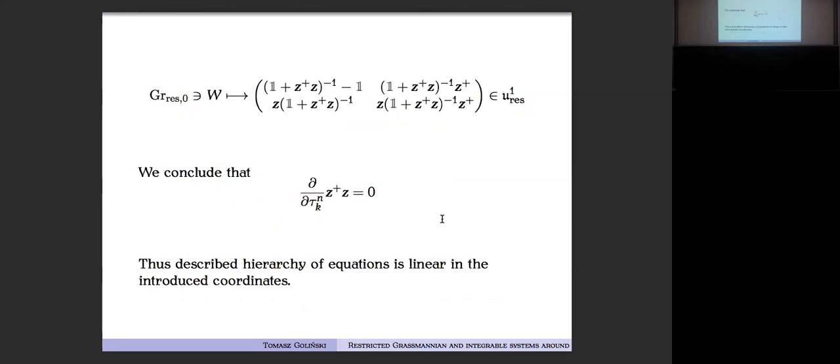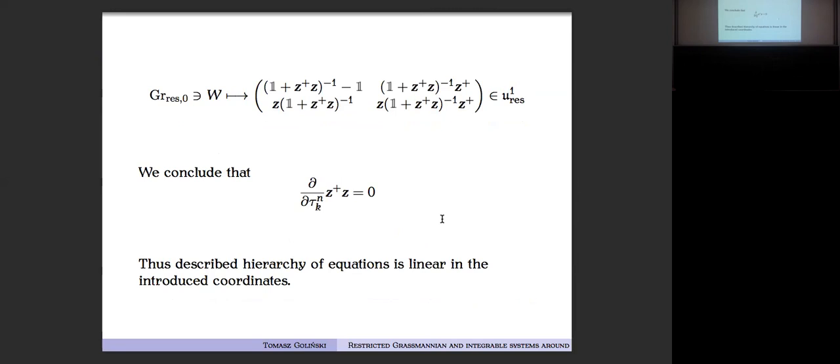So using these coordinates, an element of the Grassmannian can be represented as an element of a skew-symmetric unitary operator from the unrestricted algebra U1 of this form. But our equations conserve the first and the last term, so it follows that they have to concern Z star Z.